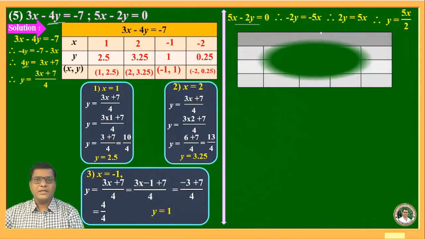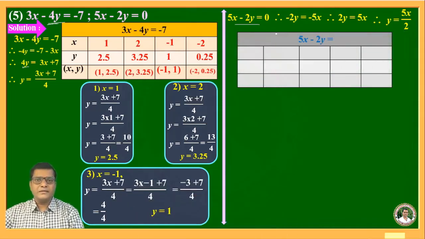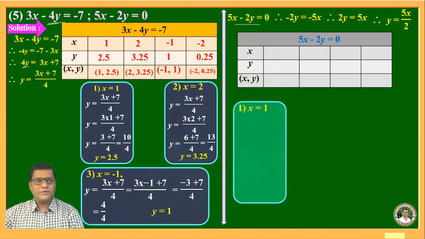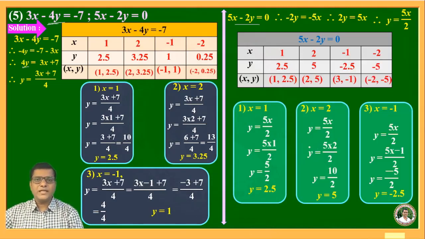Then draw the table, write this table is of which equation, then values of x and y, then values of the coordinates. Now here if you take x is equal to 1, same way write this value in the table, substitute this value in this equation, then we will get the value of y is 2.5. Write this value in the table. In this way you can complete this second table also.